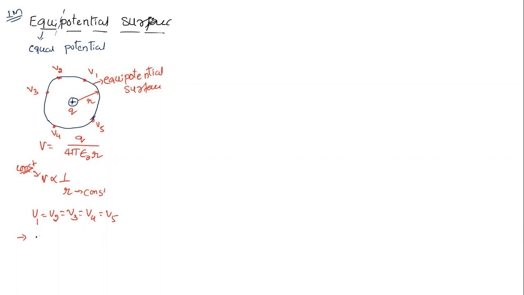Surface with constant potential is what we call an equipotential surface. Now there are some properties, and diagrams are there. How to draw an equipotential surface for different systems?